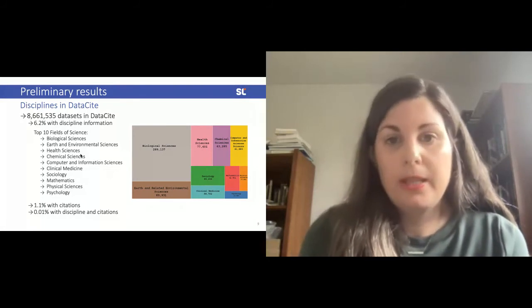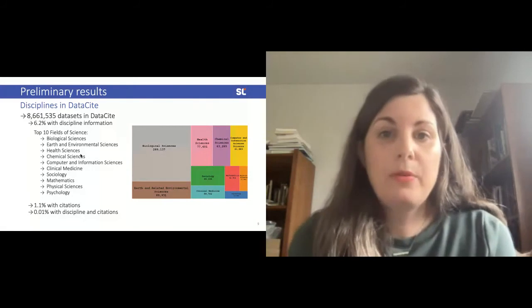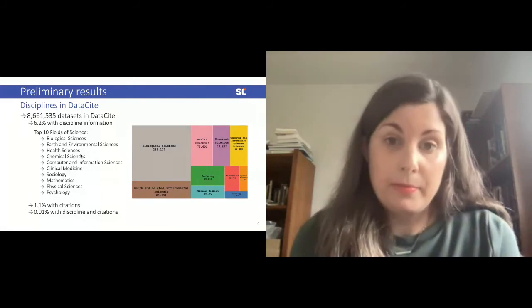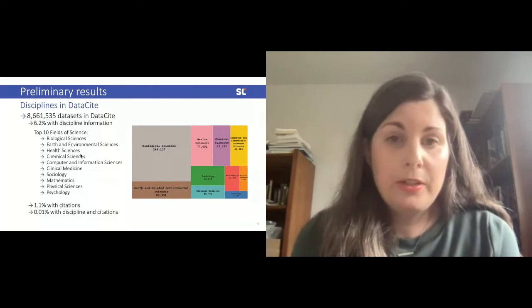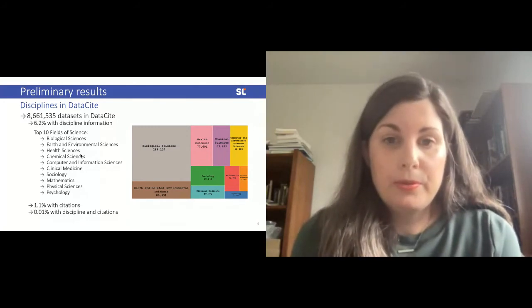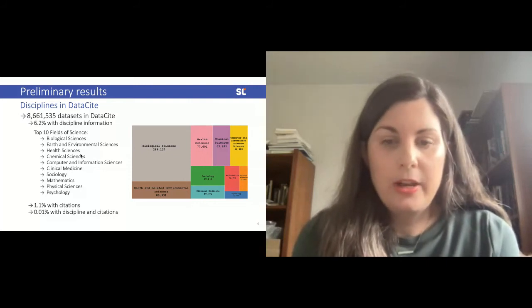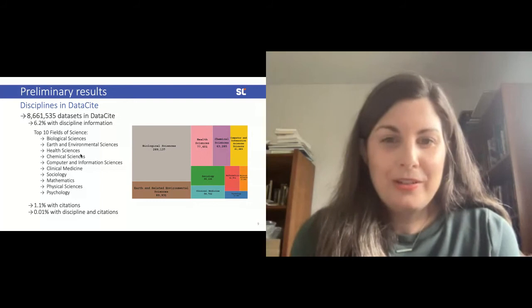So we really have a big issue here, that the current data doesn't allow us to create any meaningful metrics. And what we think we have to do is add more discipline information. But we also need to encourage people to get used to citing data sets. And this is obviously a behavior change, which is always difficult.